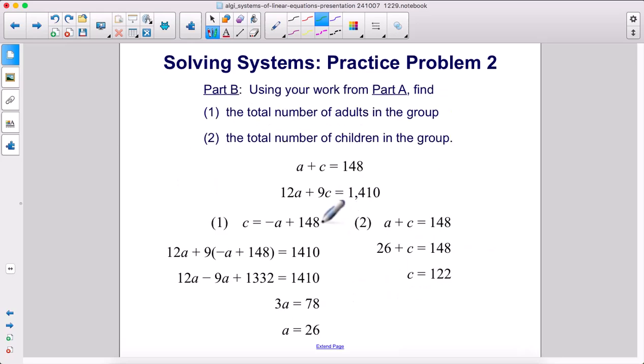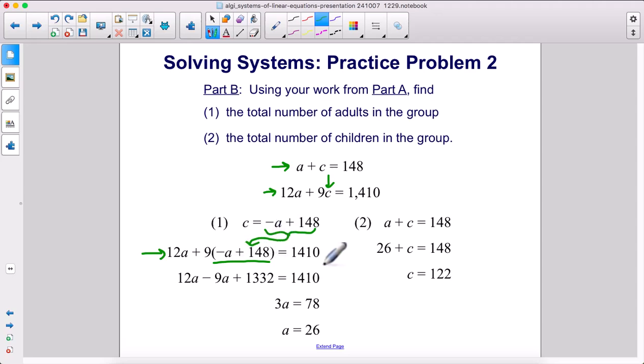The first step is solving this equation for C. By the way, there are several different ways to do this. This is just one method. Then we take this equation and plug the equation for C in for C. Since C is equal to negative A plus 148, we write the second equation, but instead of C, we put negative A plus 148.